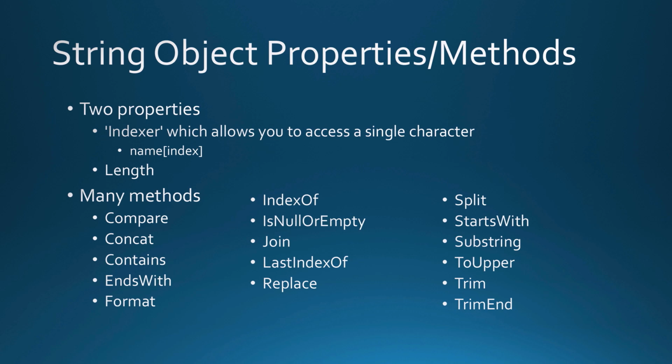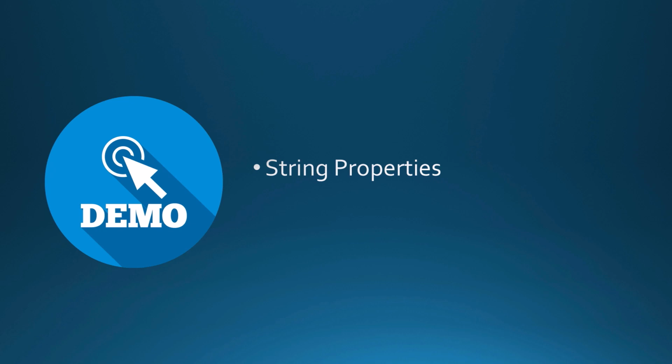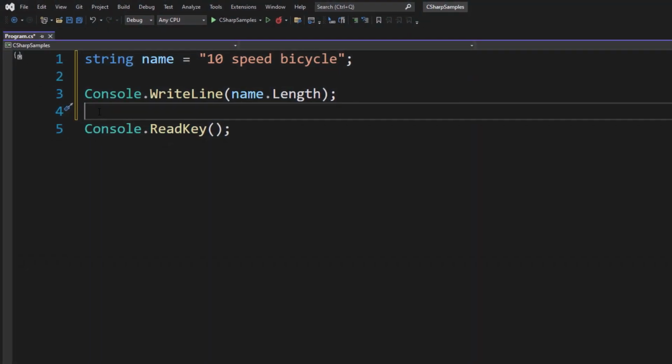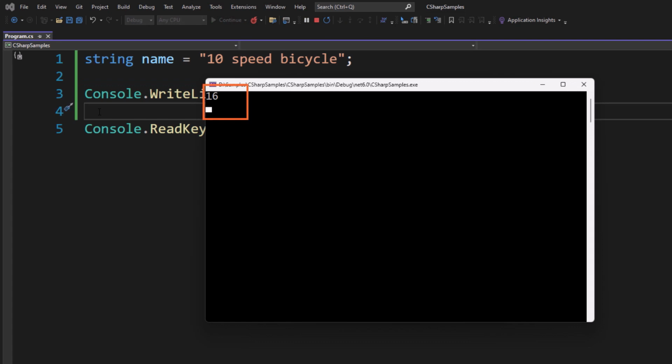Like I said, there's many more, but these are the ones that you'll probably work with most often. Let's first take a look at the string properties. The first property is the length property. I've declared string name equal to 10-speed bicycle, and then we're going to display on the console name.length. If we run this, it comes up with 16. So there's 16 characters within that string variable.